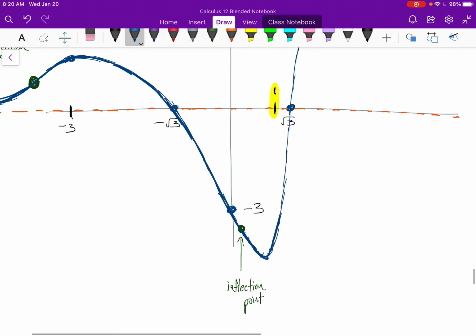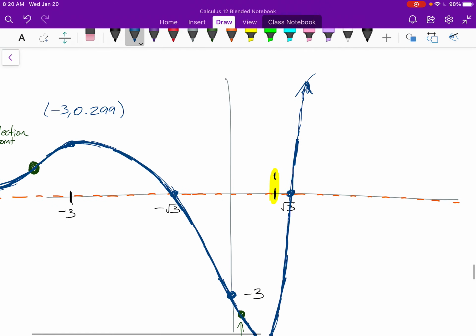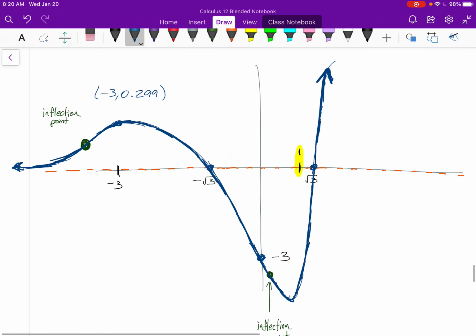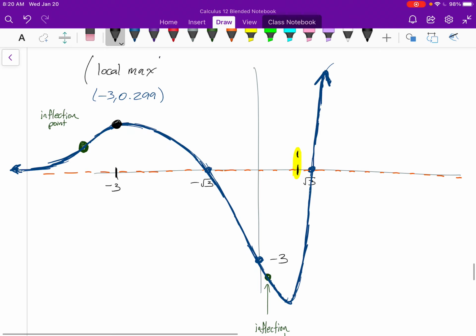I'll just label that local min down there. I'll label this local max. So again, right there, that was my local max. Now that I've drawn the entire graph, I can see that it's just a local max. It's not an absolute max. There is no absolute max, because it goes up forever.